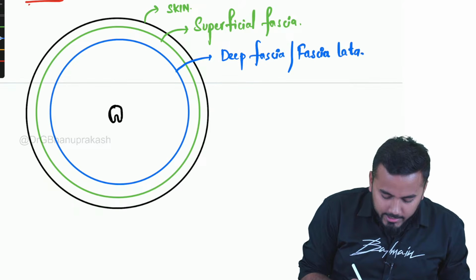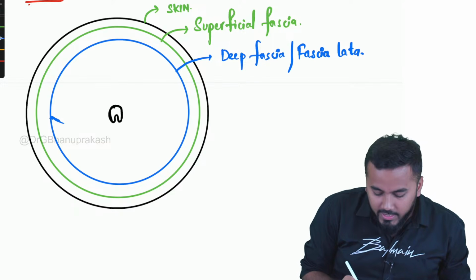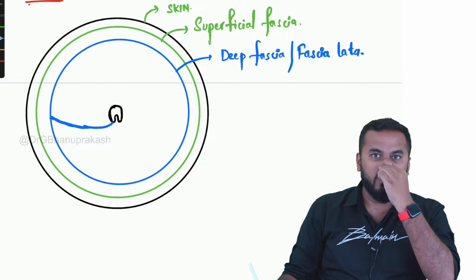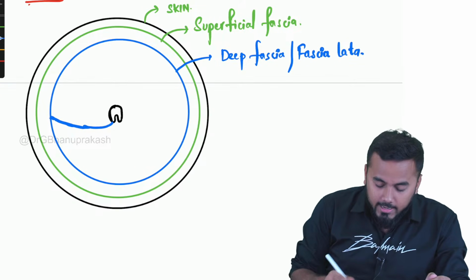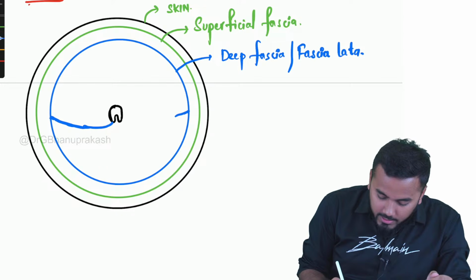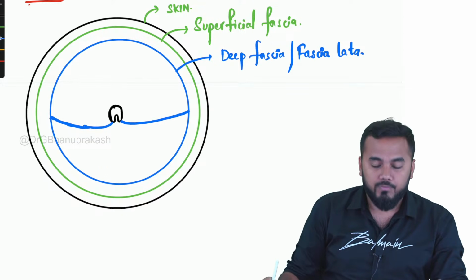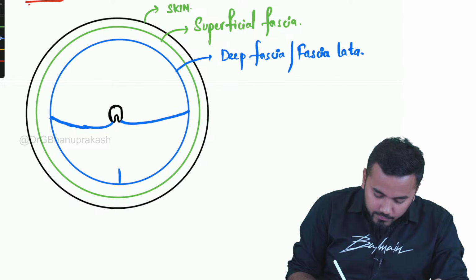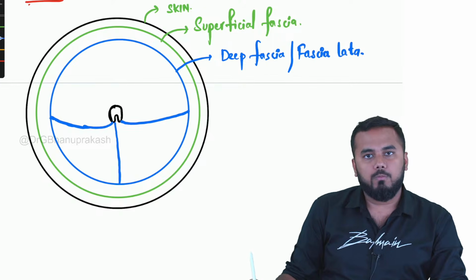Look here, this deep fascia of the thigh will extend like this and attach to the femur bone. On the other side also, the deep fascia of the thigh will come like this and attach to the femur bone. From the back also, the deep fascia of the thigh will come and attach to the femur bone.